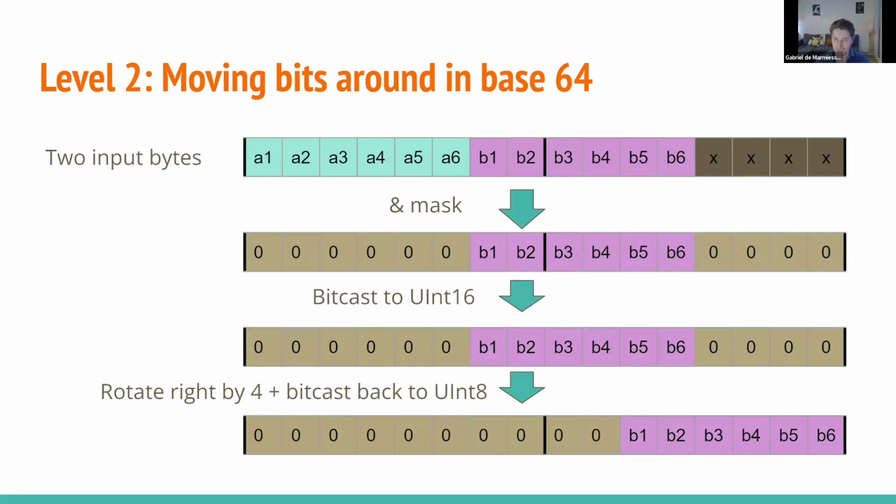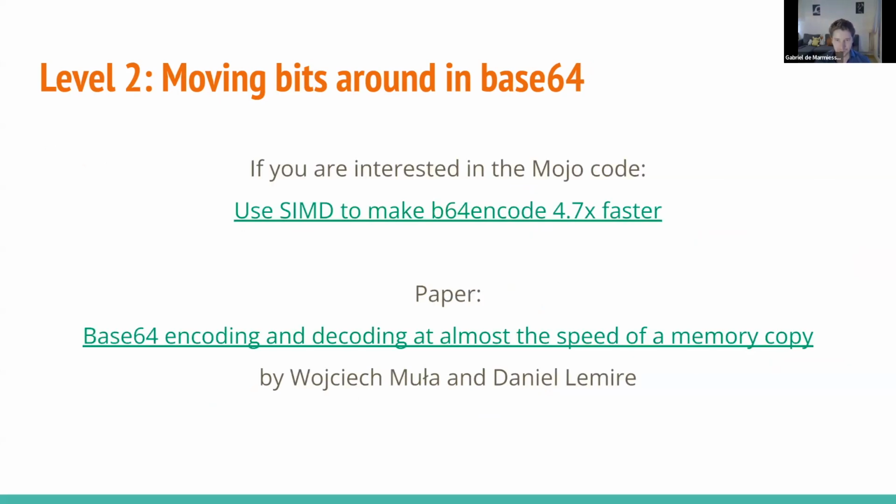You have to use rotates because otherwise you end up with the issue with endianness if you do just a normal bit shift. So if you want to see how it works in practice, there is a pull request also for this, for the base64 encode in the standard library. That's a really good read if you're interested to know how SIMD and Mojo work. And also, if you're interested in base64, there is a really good paper by Modular and Lemire on base64 encoding and decoding, and it's pretty much at the speed of a memory copy, which is really impressive.